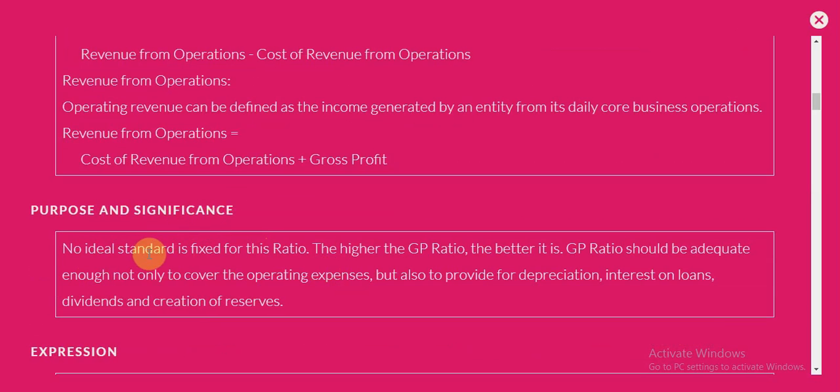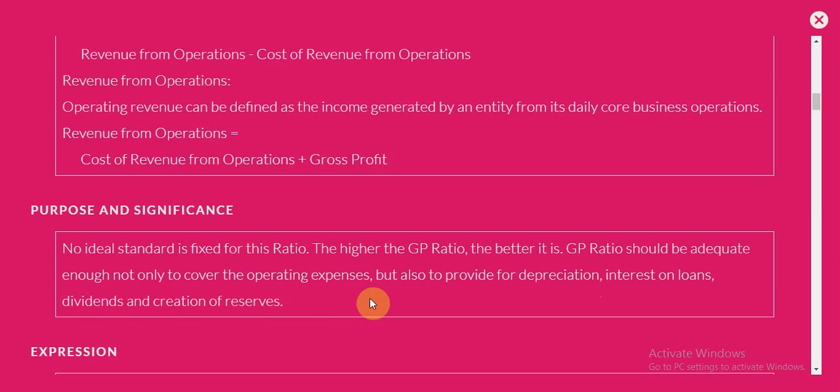And the significance of the GP ratio: there is no ideal standard fixed for this ratio. We do not have an ideal ratio for the GP ratio. The higher the GP ratio we have, the better it is. If we have a higher ratio, it means that we are more profitable. So the GP ratio should be adequate enough not only to cover the operating expenses but also to provide for depreciation, interest on loans, dividend and creation of reserves.